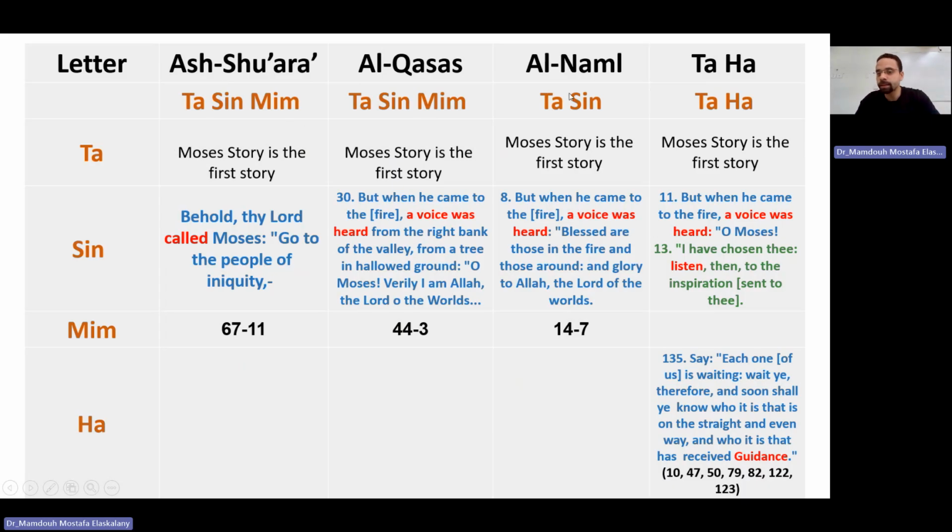The third one is An-Naml. Surah An-Naml is prefaced by Ta Sin. There is no Mim, so one letter is missing, the Mim letter. So we have Ta Sin only. I'll compare Surah An-Naml to both of them to find out what is missing from the previous two surahs, because we have a missing letter, Mim, so we will check what is missing in the two surahs.